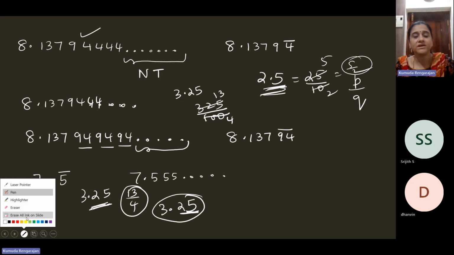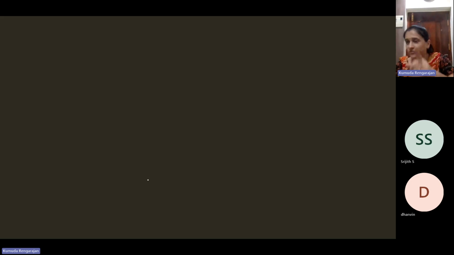Every non-terminating repeating decimal also has a P by Q form. We'll see how to put it in the P by Q form, maybe in today's class or in the next class, or maybe I'll tell you in some time. So that also has a P by Q form, which is why it's a rational number. And the third kind, non-terminating, non-repeating decimals, don't have a P by Q form, and they are called irrational numbers.